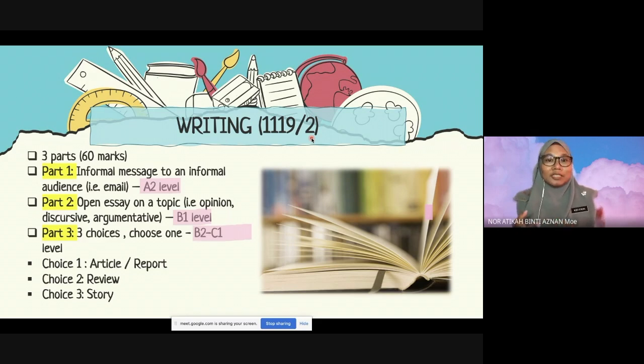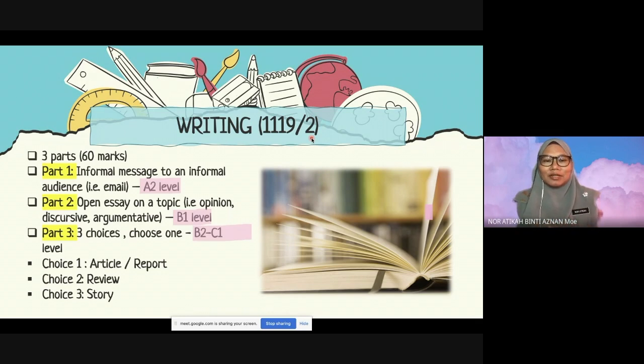And for part 3, there are 3 choices. You have to choose one. It is from B2 to C1 level, which is higher. It's the highest requirement that we want students to achieve. And for the 3 choices, you only have to write 1 essay. Again, I repeat, there are 3 choices for the last part, and you only have to write 1 essay.